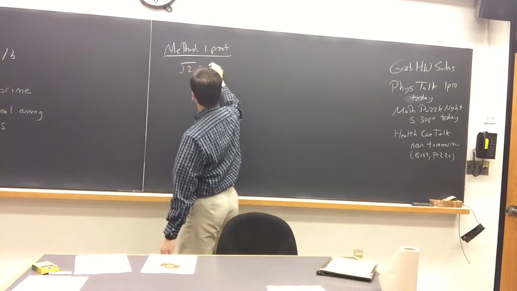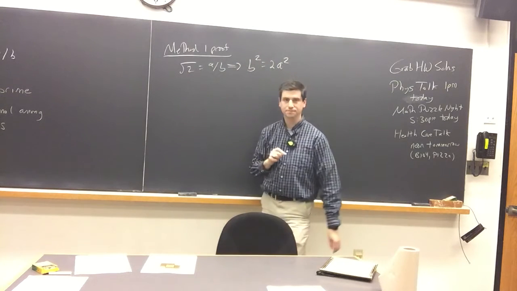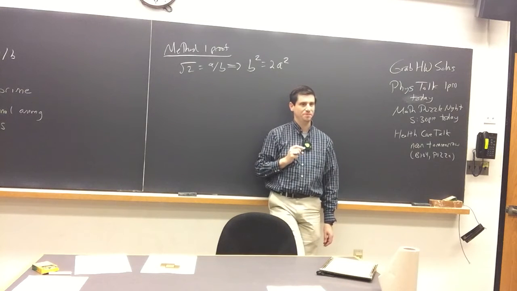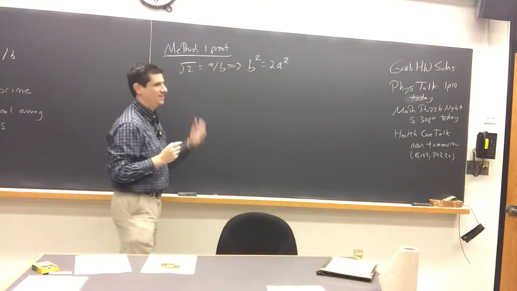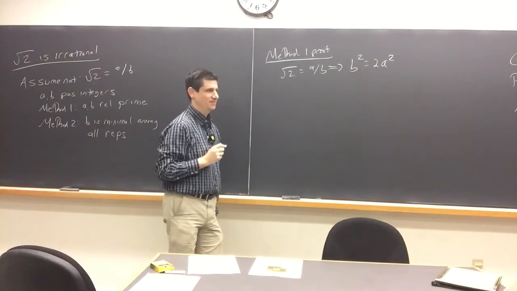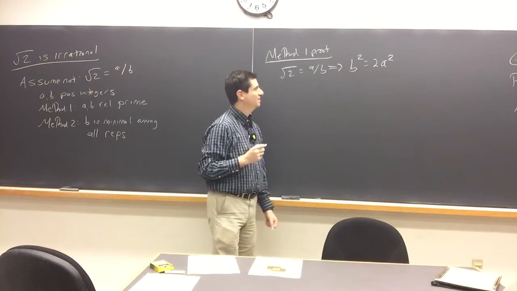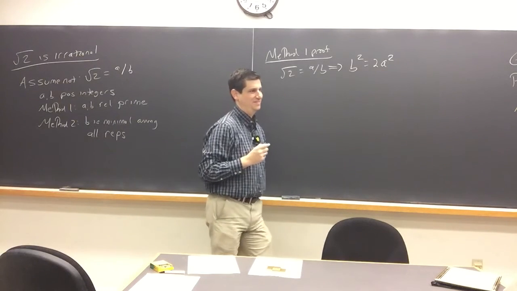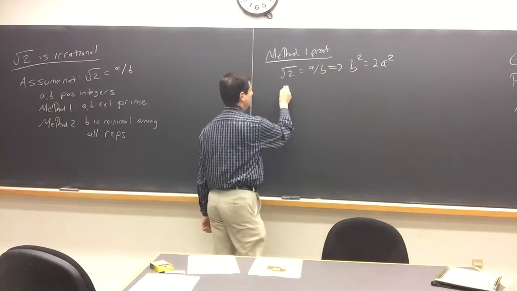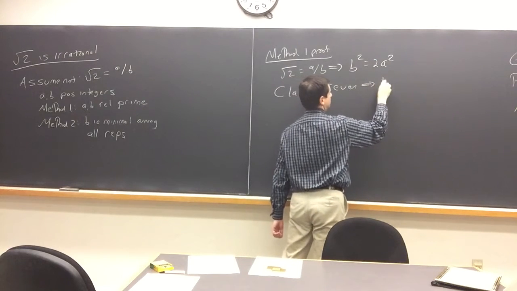So if the square root of 2 equals a over b, that implies b squared is 2a squared. What can we deduce? Why? So why do we know b is even? You're correct, but why do we know that? Okay, so why does that imply b is even? So the claim is correct, that b squared is even implies b is even.